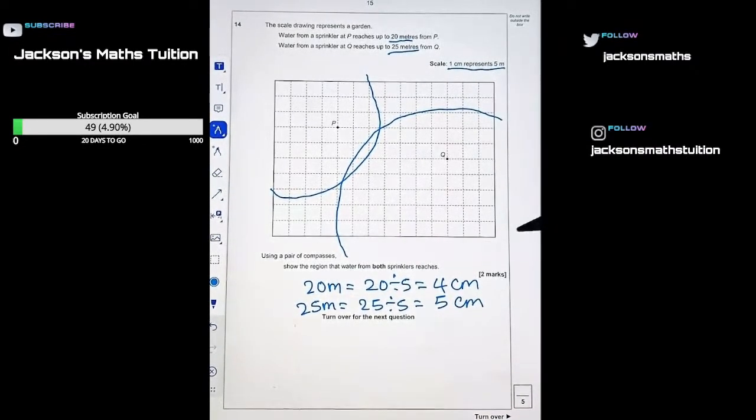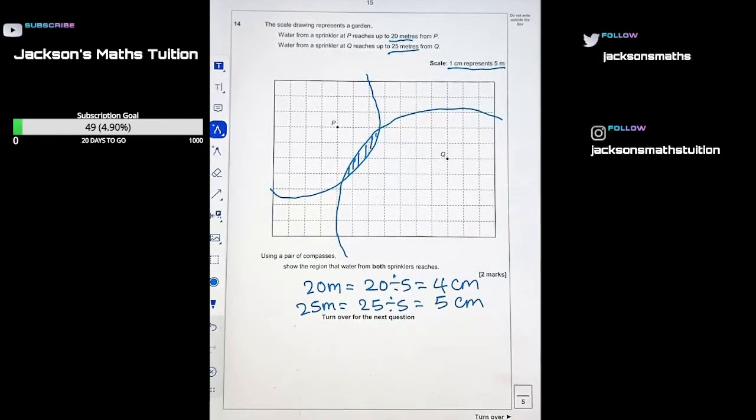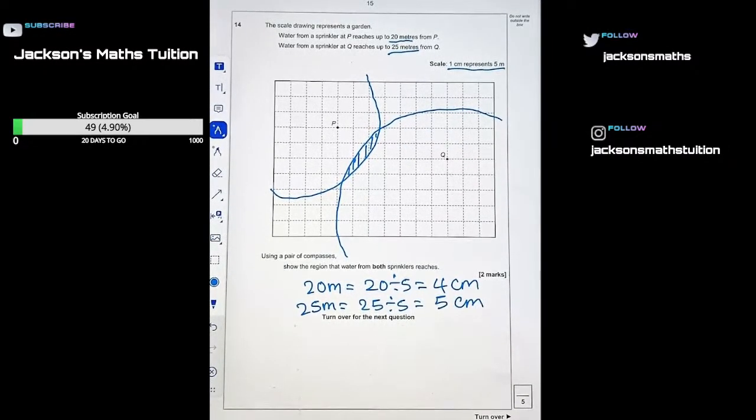Now, where they intersect, this is where both sprinklers reach, here in the middle. So you shade this part here. Okay, so you open the compass to 4 centimeters, put it at P, draw the circle, open it to 5 centimeters on the ruler, put it at Q, draw the circle. 2 marks.